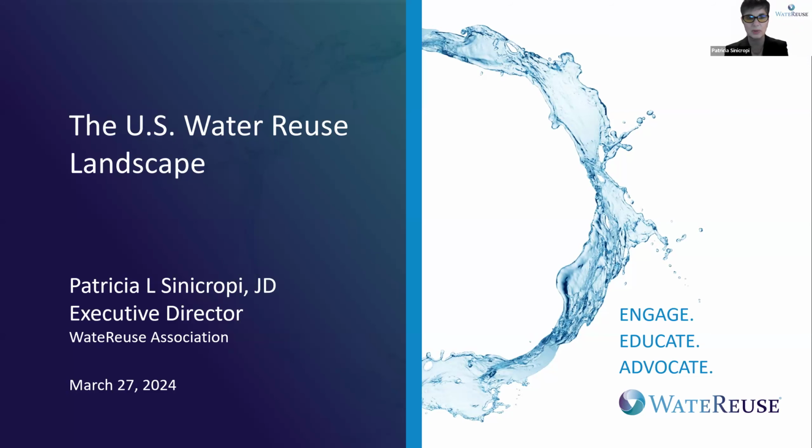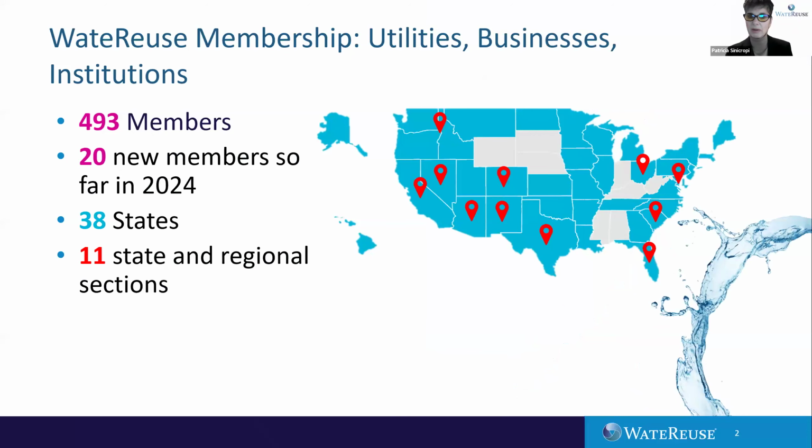So we are the Water Reuse Association. We're a trade association. Our members are utilities, businesses, and institutions that are involved in the process of adopting and promoting and installing water recycling systems. Nationally, we have about 500 members. We have sections in 11 states and regions across the country.